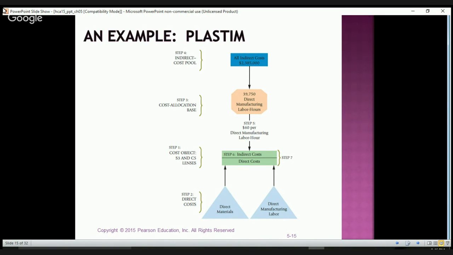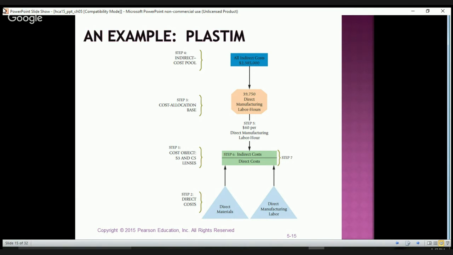Step 6, we're going to compute the indirect costs allocated to the products. Our managers have indicated that the direct labor hours budget is 30,000 hours for the 60,000 S3 units and 9,750 hours for the 15,000 CL5 lenses that we're going to make. If I take the 30,000 times the 60, I'm going to get 1.8 million. Now, if I take the 9,750 times the 60, I'm going to get $585,000. In step 7, we're going to compute the cost of the products by adding all direct and indirect costs assigned to the product.